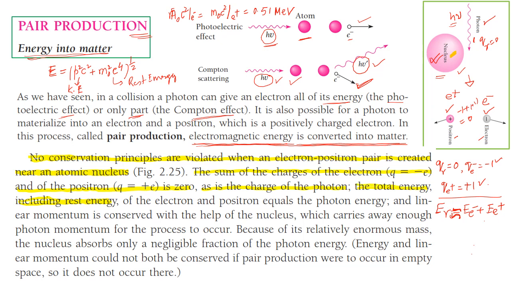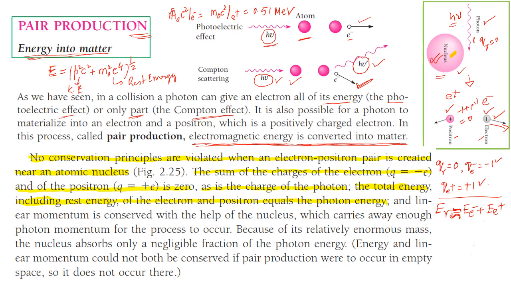So the total energy, which includes the rest energy, because rest mass energy is the energy with which the electron or positron is produced, and the kinetic energy with which the electron is moving away from the system. So the kinetic energy plus the rest energy will be the total energy of the electron, and in a similar way the total energy of the positron. So the total energy including the rest energy of the electron and positron equals the photon energy. Okay, so the charge conservation is there, and the energy conservation is also there.